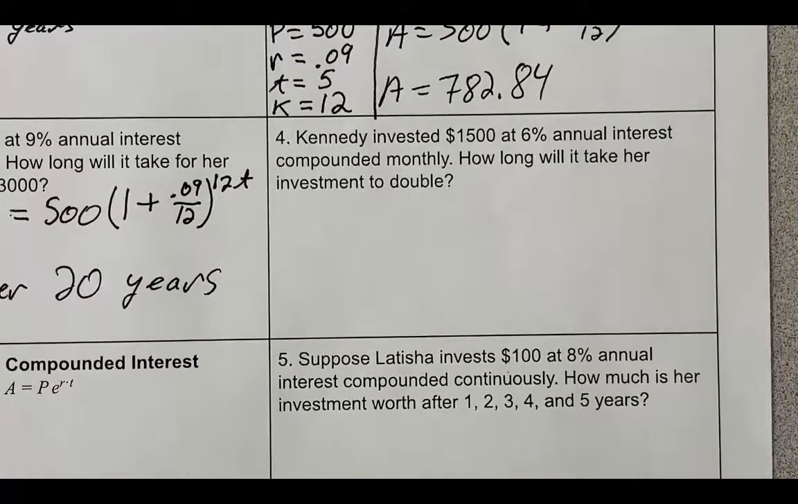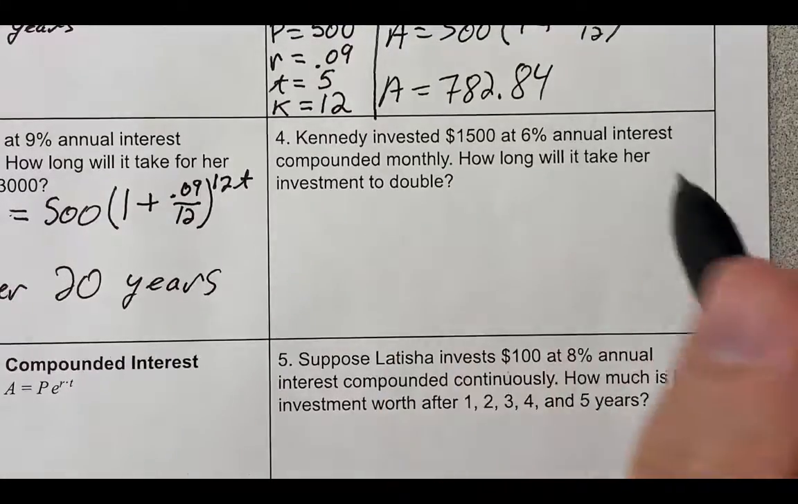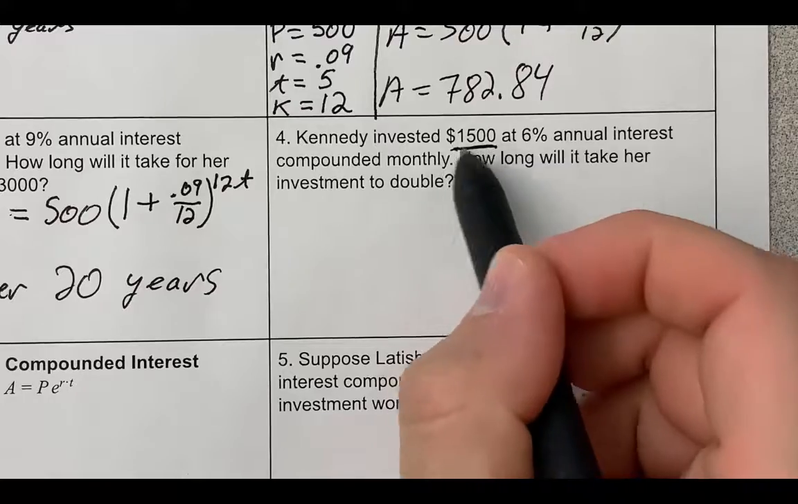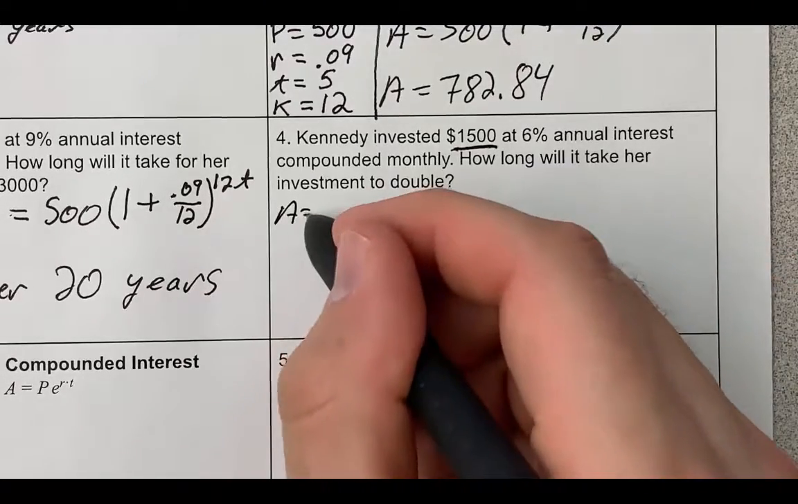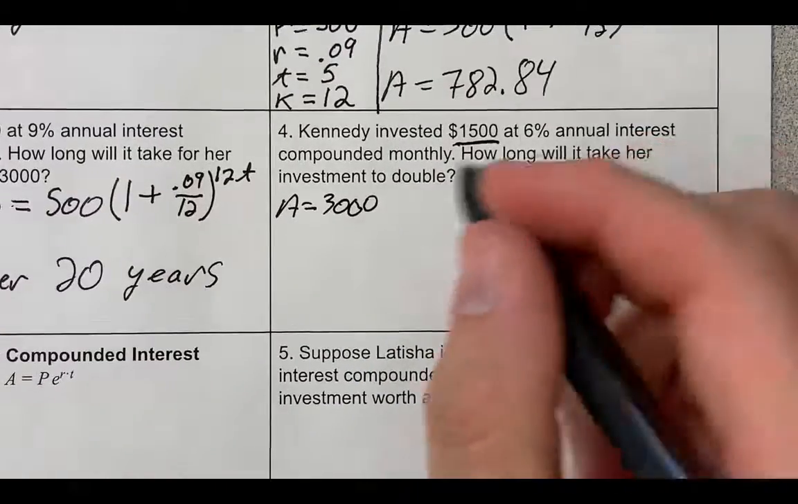Kennedy invested $1,500 at 6% annual interest compounded monthly. How long will it take her investment to double? Okay, again, slight variation on the last problem, but not too bad. If Kennedy starts off at $1,500 and wants to know how long it'll take to double, then your final amount is going to be $3,000. So it's very similar to the last problem.